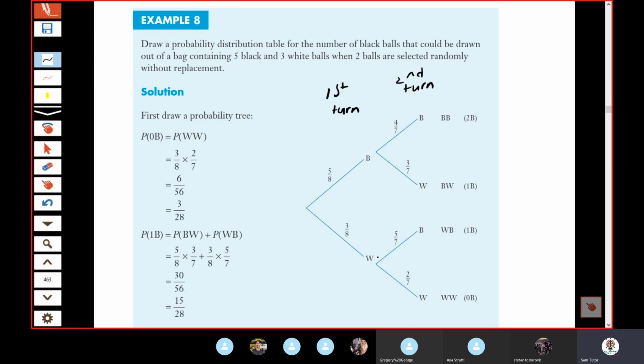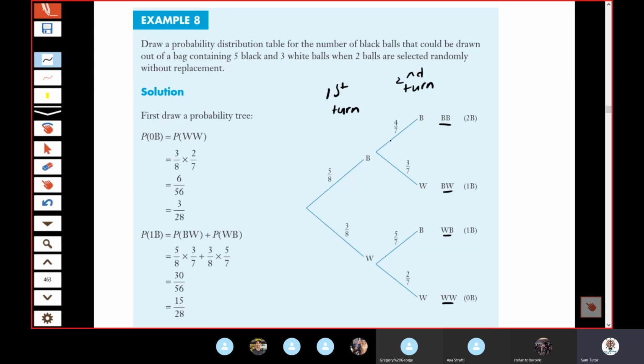If you chose a white, then you're obviously going to have 2 whites out of 7 balls, and then 5 still for your black. And then what you're left with is BB, 2 blacks, 1 black, 1 black, no black, in other words, or what you're used to back in year 10, which is this version.